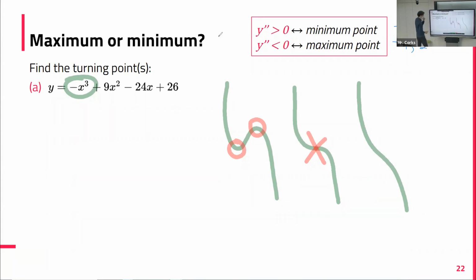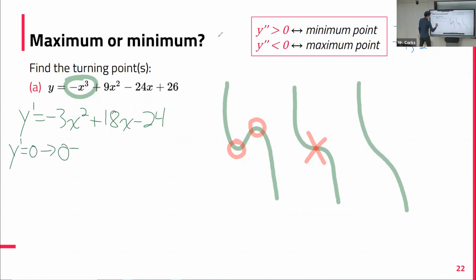All right, so let's do our derivative here. So y prime is equal to what? Plus 18x minus 24. We set this equal to 0. 0 is equal to -3x squared plus 18x minus 24. All right. So solving for x is a little bit harder. We have a quadratic here. What are we going to do first?